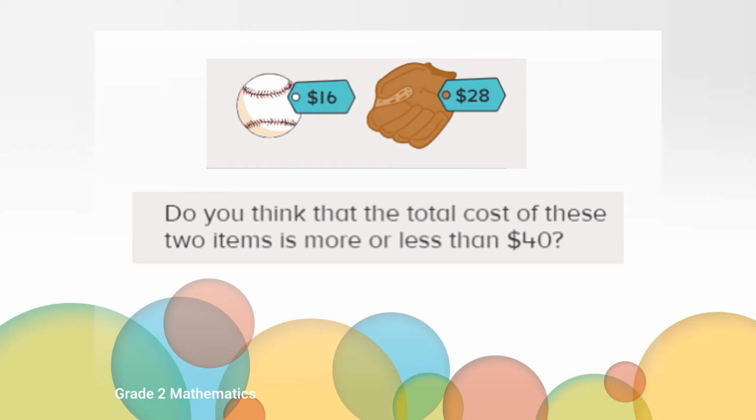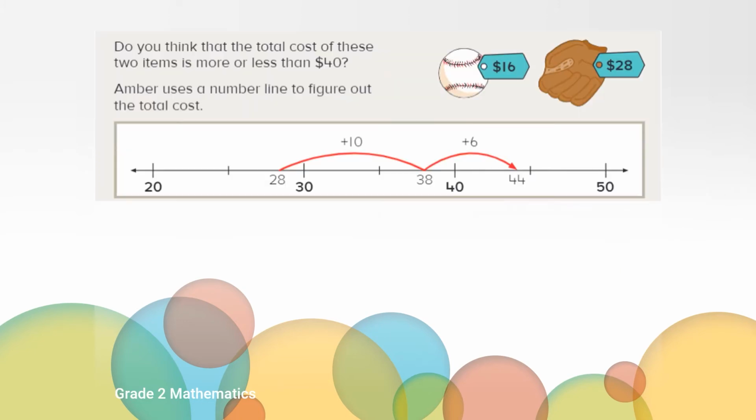Maybe you showed your thinking on paper using a tool like a number line. Here's the number line Amber used to figure out the total cost. What do you notice?